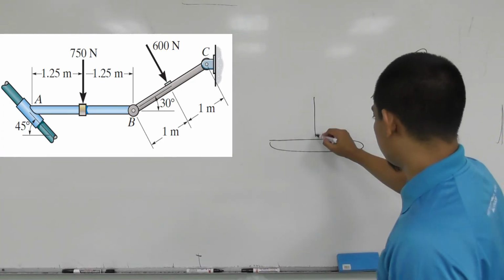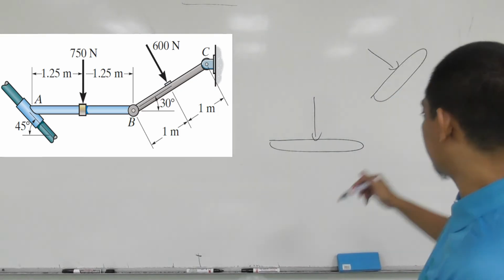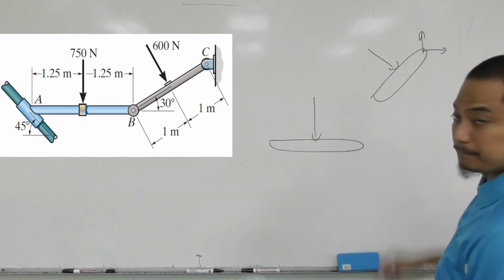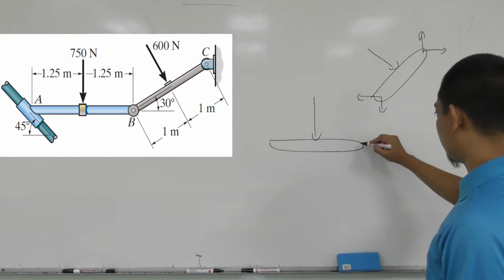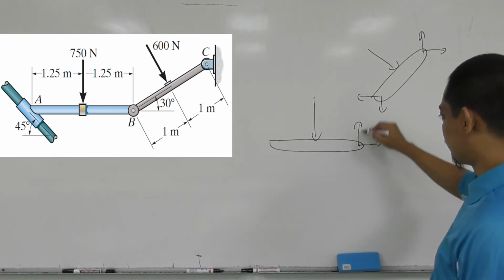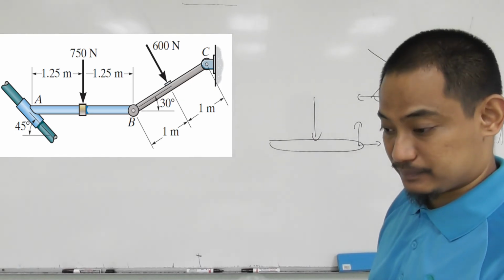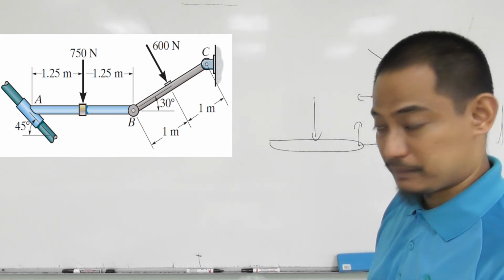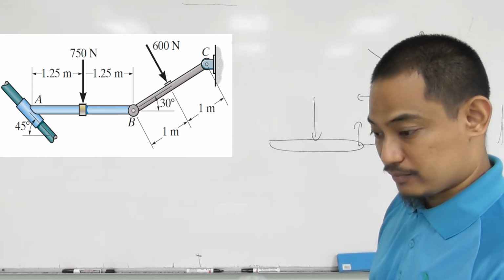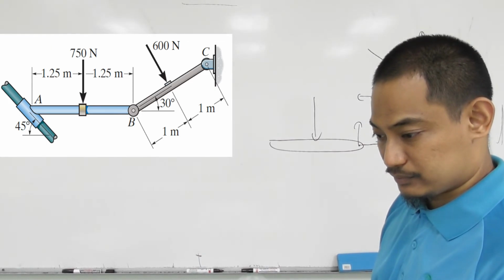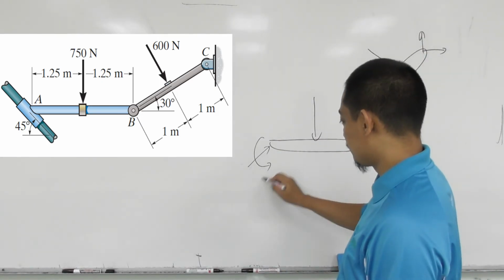And then you have force here and force here. So straightforward. At point C is Cx and Cy. At point B, of course, you have Bx, By, and then Bx, By. At point A, what do you have? You should have one normal force and one moment.